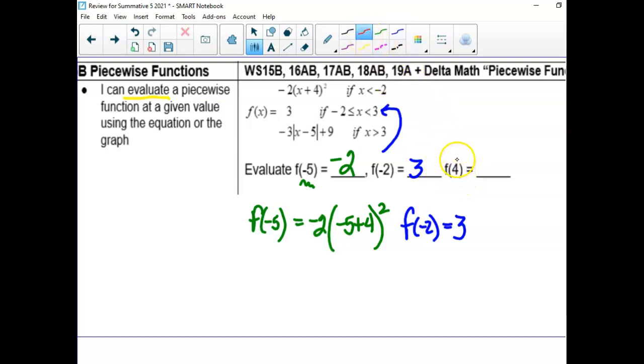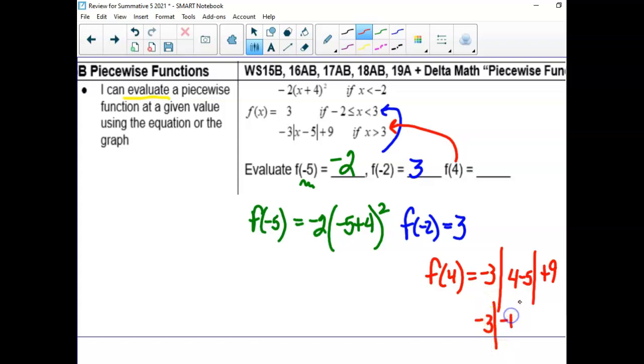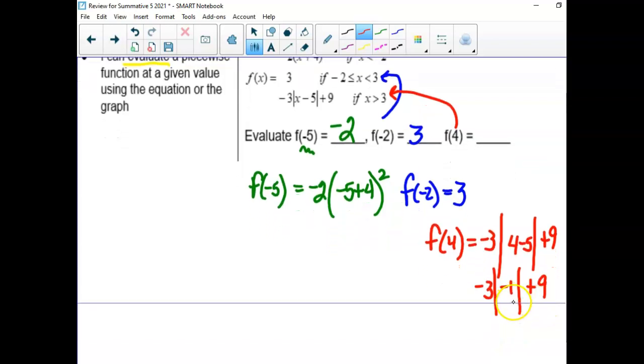Which rule does that one go into? That is greater than 3, so f of 4 is -3 times the absolute value of 4 minus 5, with a plus 9 on the back. Okay, 4 minus 5 is -1. What do you do to get it out of the absolute value? Students get this question wrong all the time. The absolute value of -1 is 1. Can it still become negative when you multiply it? Yes, so this is -3 times 1 plus 9, which is 6.